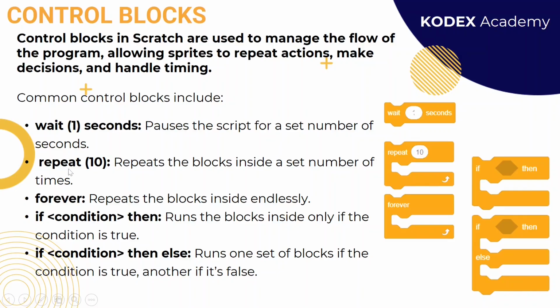The next one is repeat 10 times. Whenever you use this repeat block, the action of your sprite will repeat as many times as the number you have written over here. So it helps to repeat the action in your script. The next one is forever. When you want to repeat a particular action in your script endlessly, you can use this block. Whatever blocks you put inside this forever block, that action will repeat endlessly.